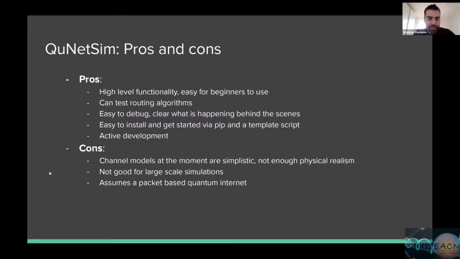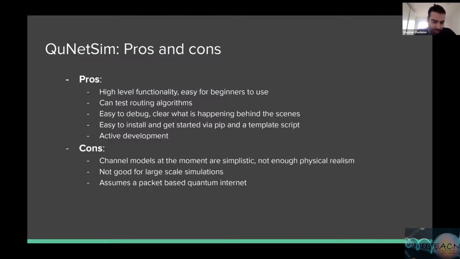So the bad things: because of the high-level nature of QuNetSim, maybe the physical models are lacking. Maybe it's not a good simulator for doing large-scale or repetitive, thousands of repetitions of simulations, especially using physical models. And it assumes a packet-based quantum internet. So this is something that is an open question.